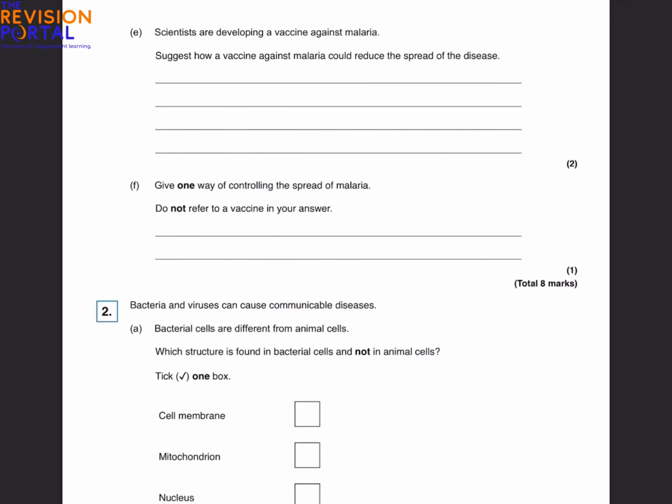So the next question we're going to tackle together is this one. The question is, scientists are developing a vaccine against malaria. Suggest how a vaccine against malaria could reduce the spread of the disease. So this is a very common question because it's essentially asking you how vaccines reduce the spread of disease. However, many students got this question wrong. This is a 2-mark question and it's a very common question, so it'll be very helpful to you if you just know the answer. So in your exam, you could just write it down from memory.